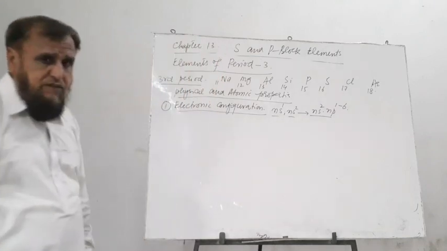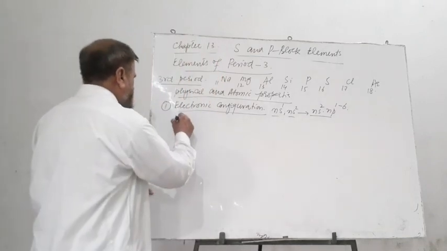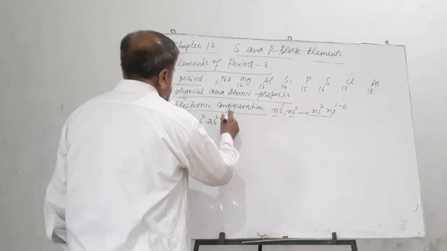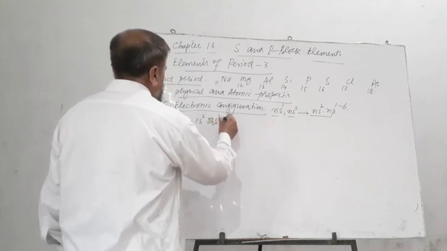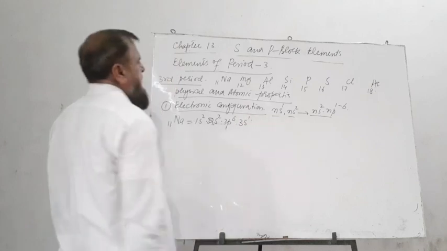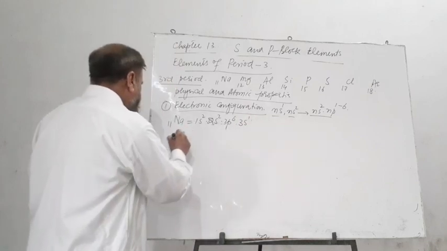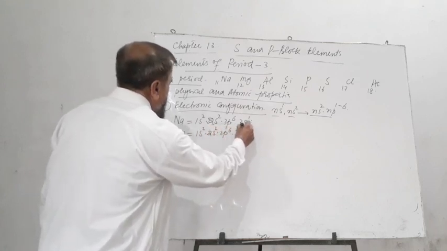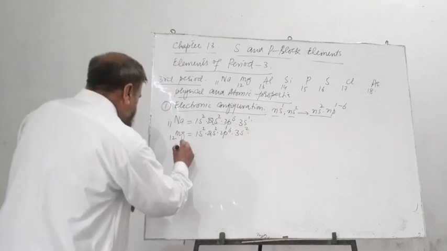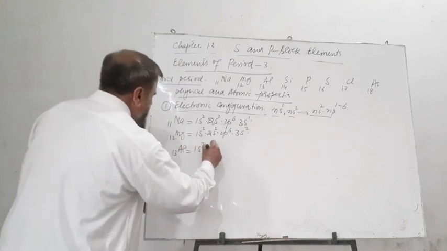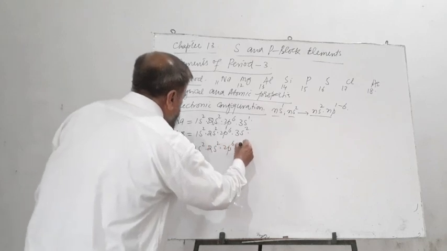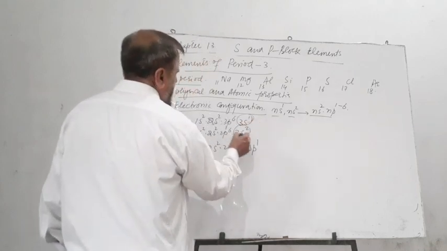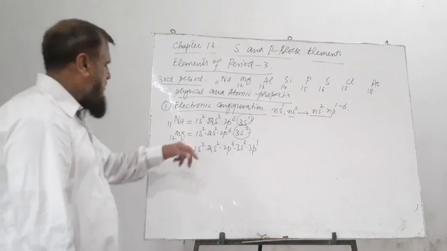Let us draw the electronic configuration of these elements. Sodium, atomic number 11, has the configuration 1s2, 2s2, 2p6 and 3s1. Magnesium, atomic number 12, has the configuration 1s2, 2s2, 2p6, 3s2. Aluminium, atomic number 13, has the configuration 1s2, 2s2, 2p6, 3s2, 3p1. So sodium belongs to ns1 and magnesium belongs to ns2 configuration.